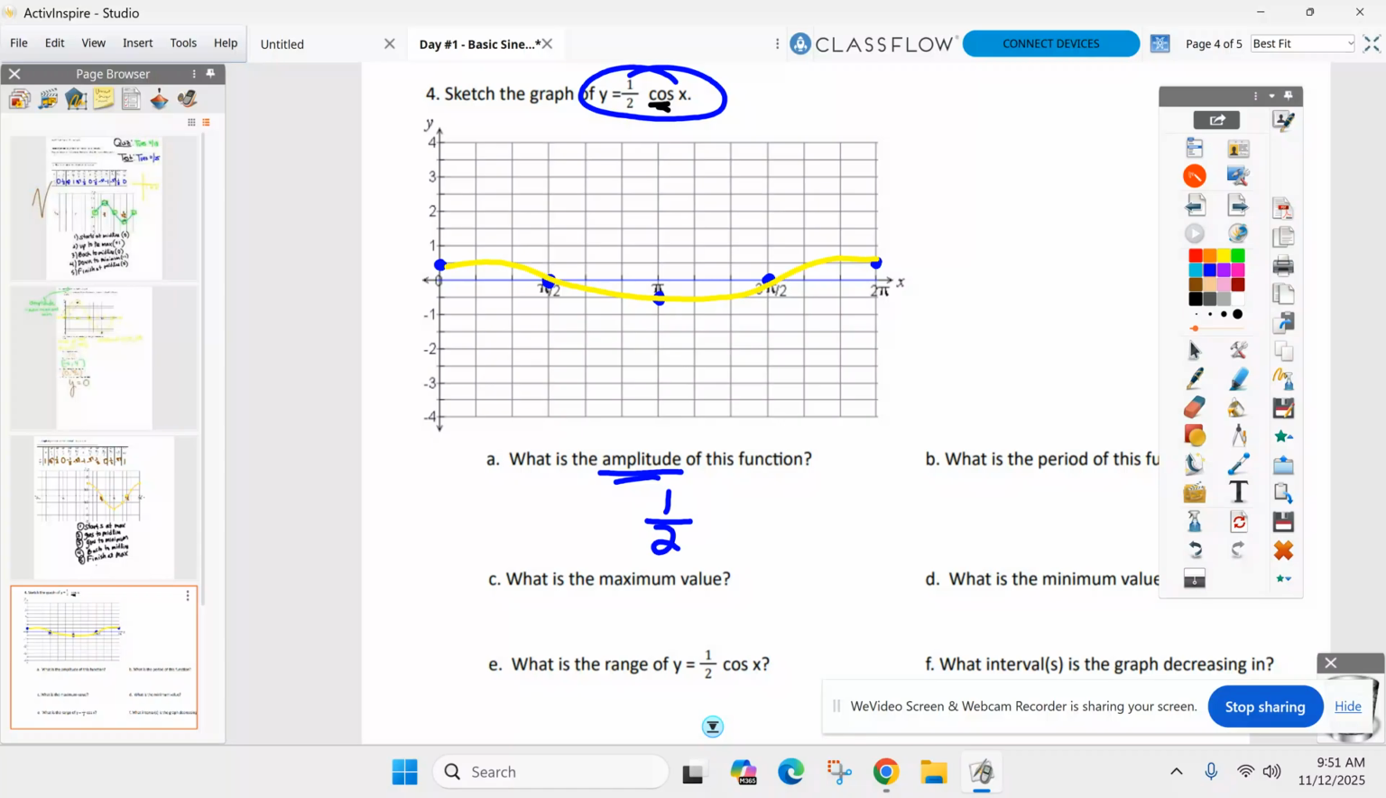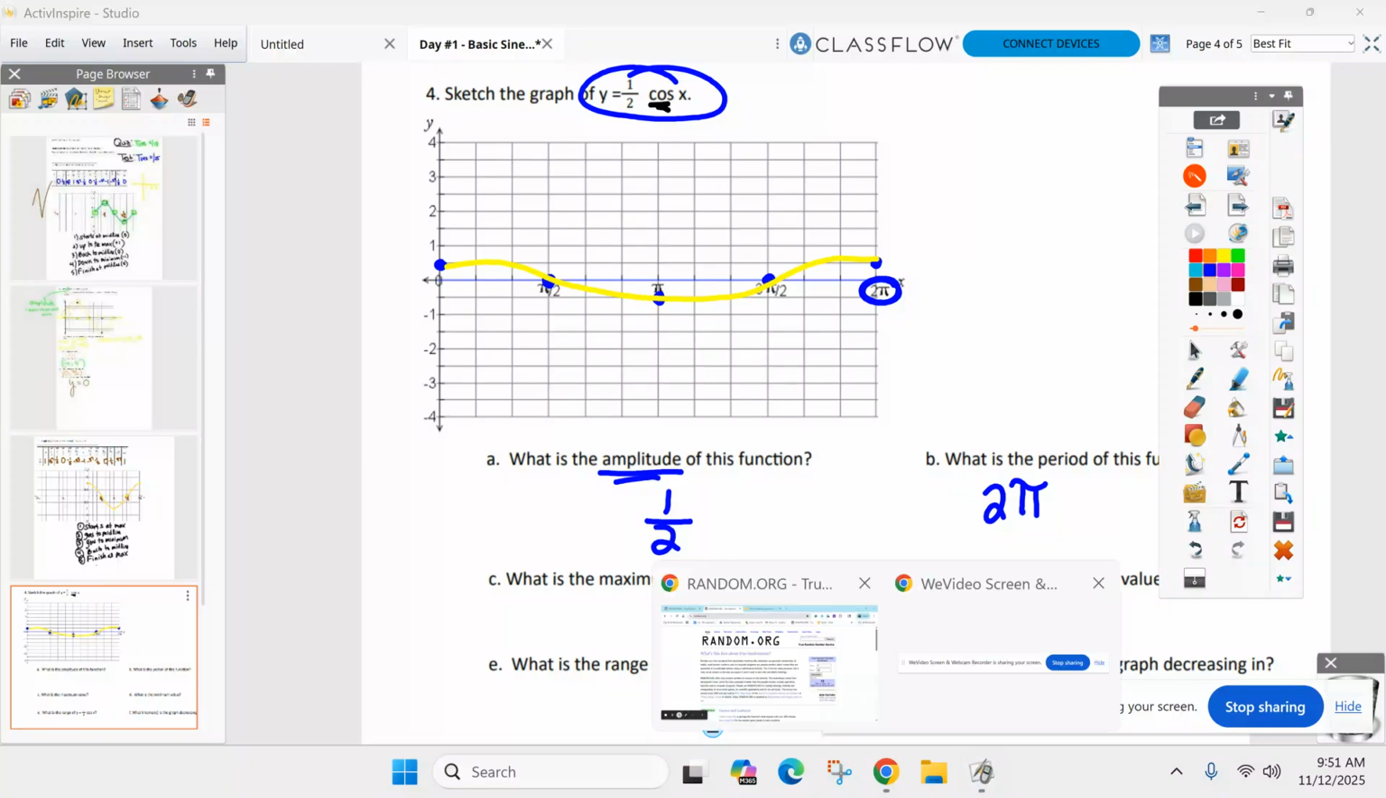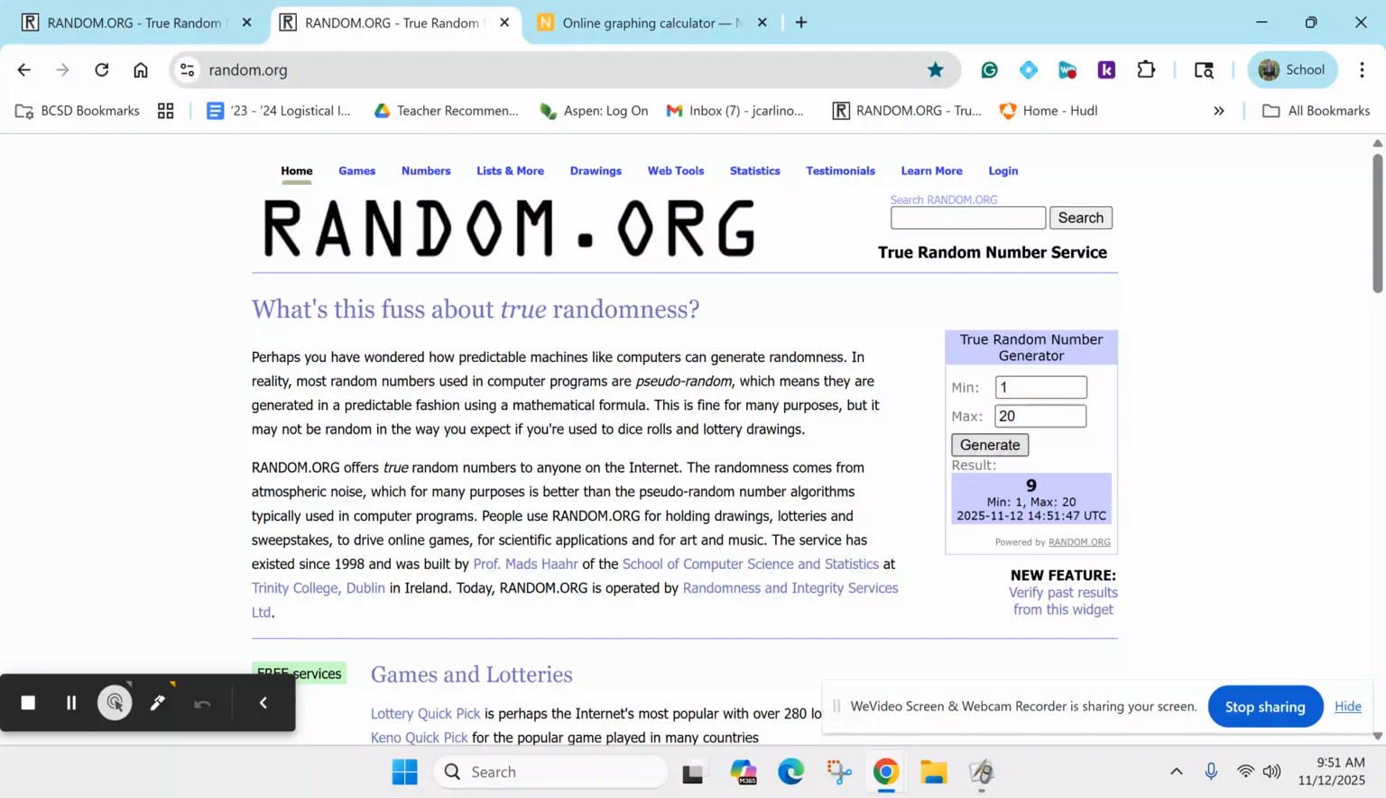Period. How long will it take before it starts repeating again? For us, it's always going to be 2 pi. That will change, trust me. But for now, every graph will start repeating after 2 pi. All right, you guys can answer some of these now for me confidently.